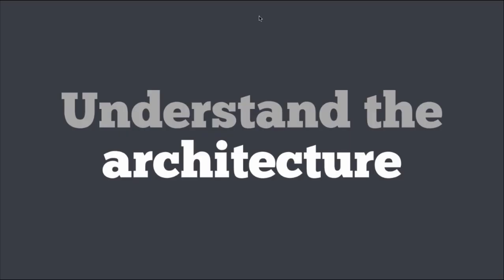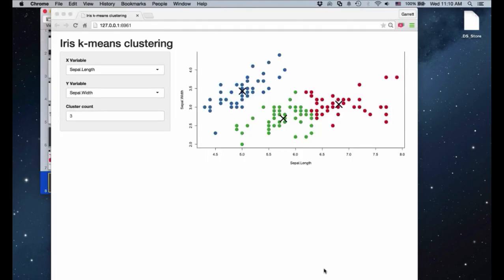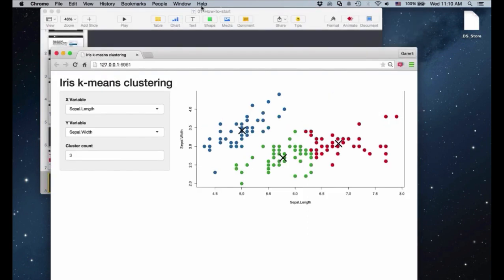Let's assume that you know R, and now you want to build Shiny apps. The first thing that I recommend you do is understand the architecture of a Shiny app. To do that, we'll look at a real Shiny app. So if I leave the slides for a second, come over here. This is a Shiny app. It's a fairly simple app. You may have seen it before. It's an oldie, but a goodie. And what you'll notice is this app is a web page. This is just Google Chrome that I have open here.